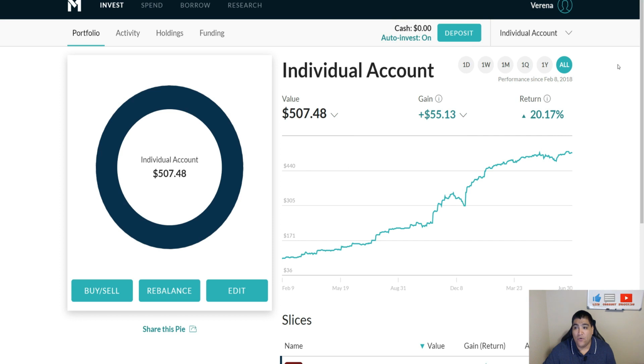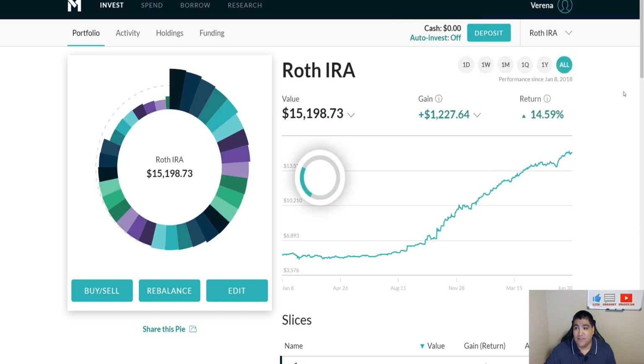Now, jumping over into the Roth IRA on the M1 Finance platform, if you want to jump between your accounts, it's really easy if you have multiple accounts set up. You just go ahead and select here up top and then select the Roth IRA.